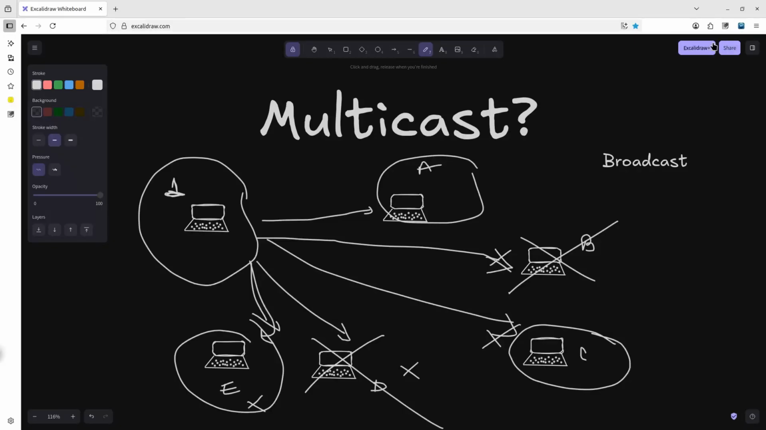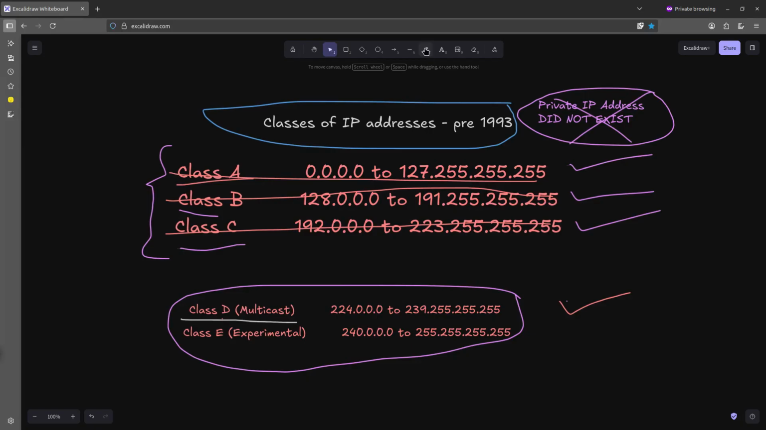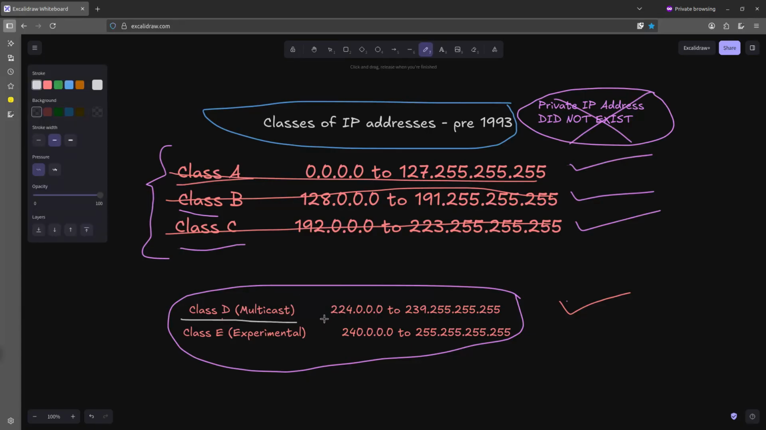So now that we have understood this concept, class D was used in multicasting. The range was 224.0.0.0 to 239.255.255.255. Class E is experimental. That is for some scientists, for research. It is 240.0.0.0 to 255.255.255.255. These are highly experimental. We do not touch this. In fact, most of you users will not be touching class D and class E. You'll be mostly focusing on class A, class B, and class C. So you can pretty much leave this alone.